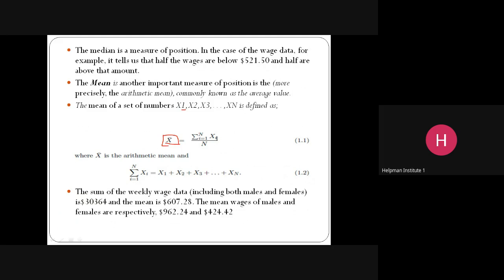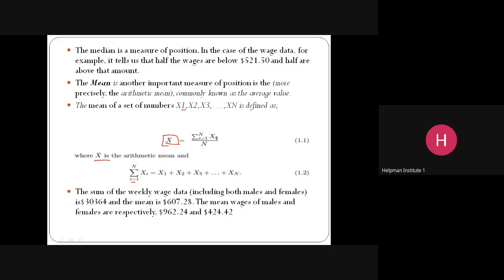Now x bar gives us the sum from i ranging from 1 to n of all the xi's, and the xi's are the x1 to xn. So we sum all the individual xi's and we divide by n, which is the total number, and that gives us the arithmetic mean, where x bar here is the arithmetic mean, and the summation i ranging from 1 to n of all the xi's is the sum of all the individual x's or individual values in the observation.